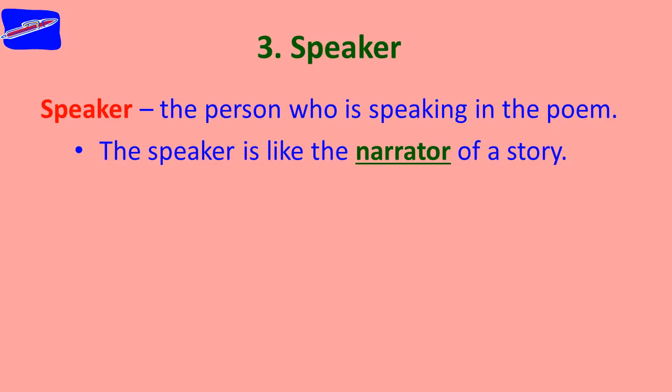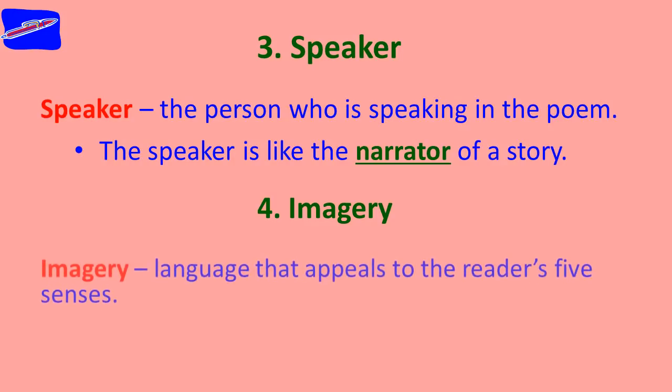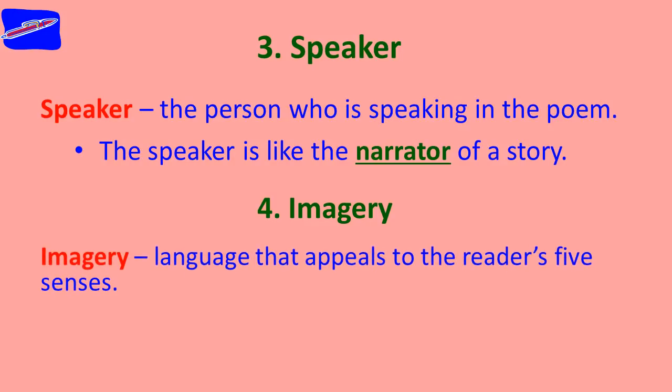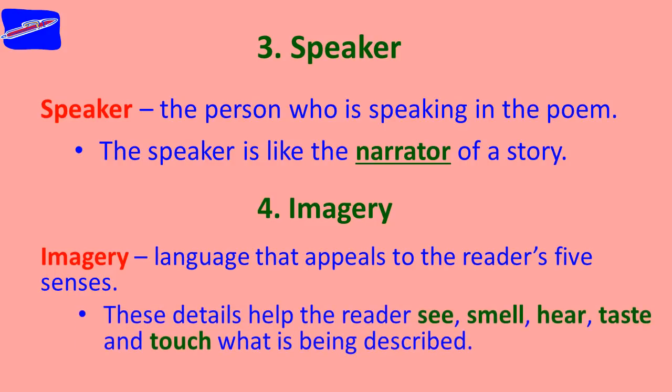Our fourth element of poetry is called imagery. Imagery is language that appeals to the reader's five senses. These details help the reader see, smell, hear, touch, and even taste what is being described. A good poet paints a picture in your mind and uses words to show you what's going on rather than to tell you.